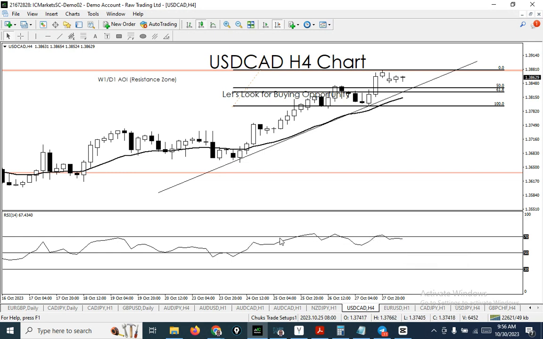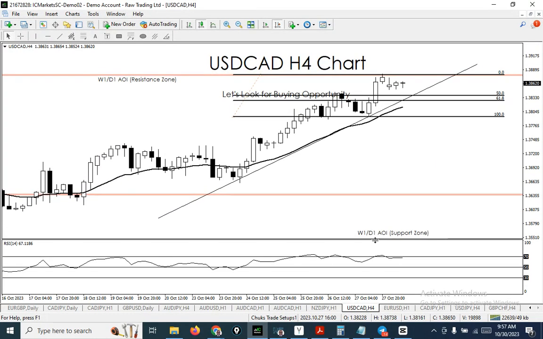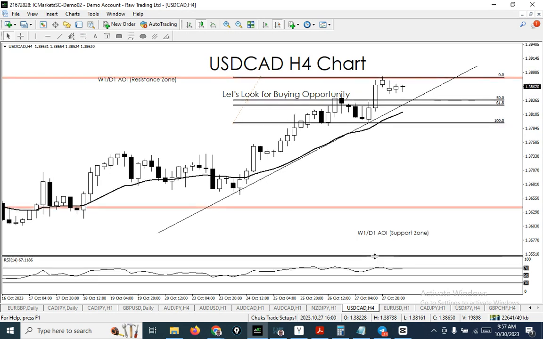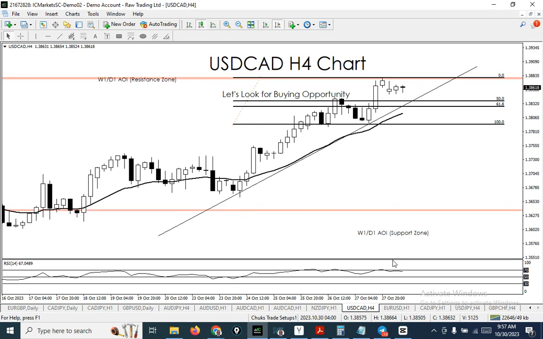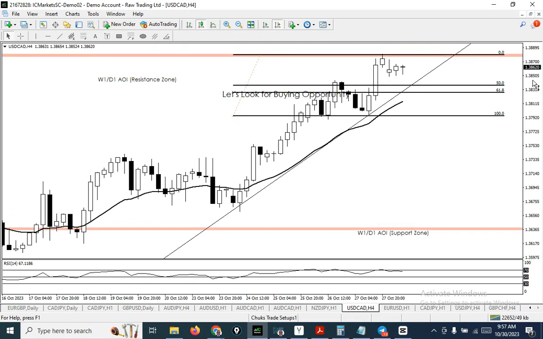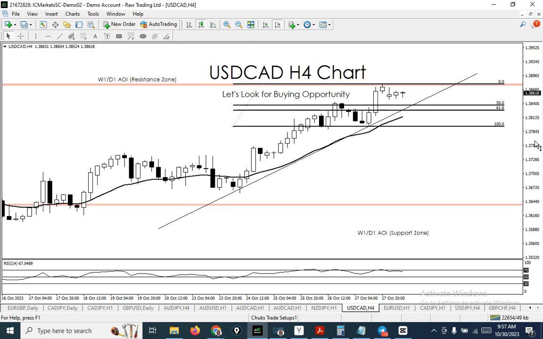You can see this market is overly bullish because the RSI line is above the 50 level. For me, it is an indication that this market is bullish. Okay, this market is bullish. So what do we do here next?